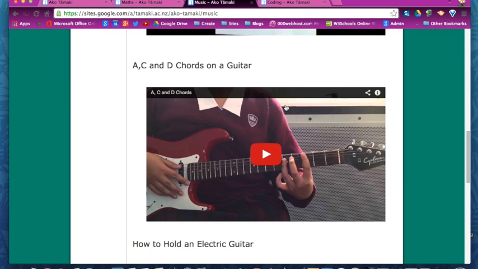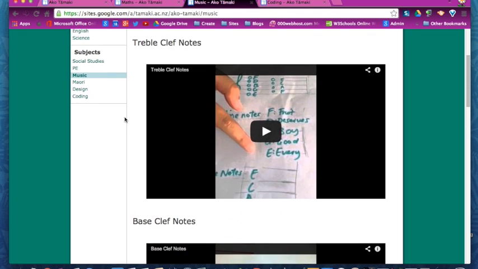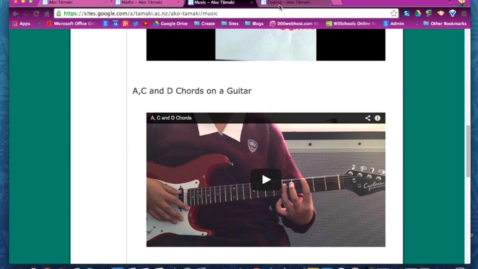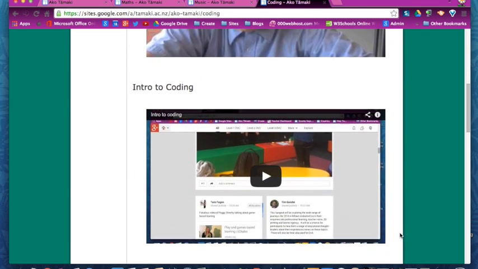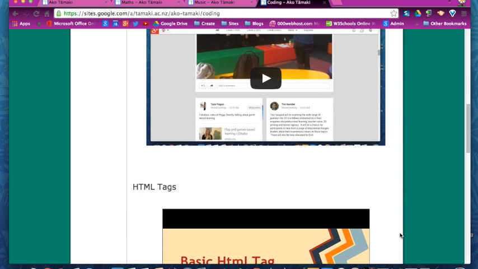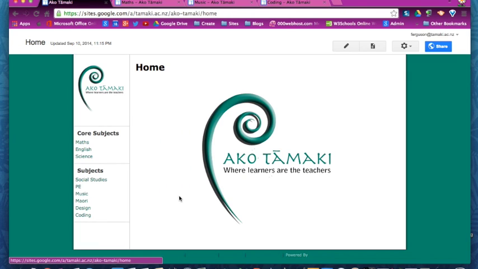In music, they videoed themselves explaining how to do chords on the guitar, and they also did written notes as well, which they explained. In coding, they did a combination of talking to the camera, making how-to videos, and doing slide presentations. And this resulted in the Arco Tamaki site, which has a very small sample of what we did on the day, and we presented it to staff to see what they thought.